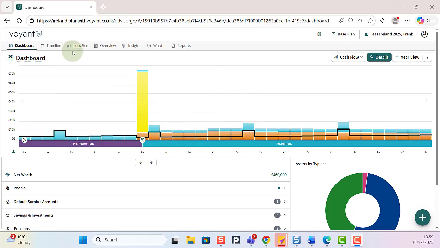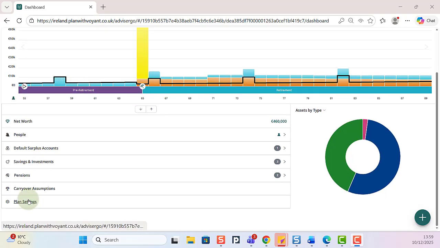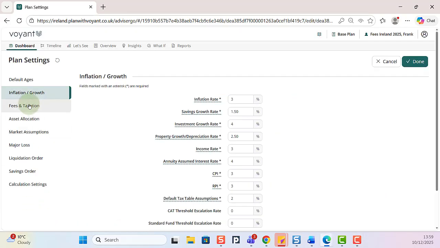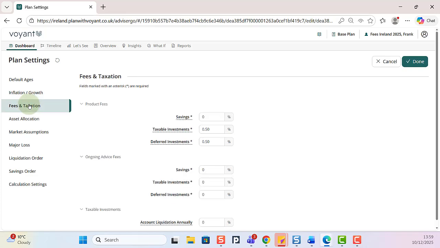So here we are in the dashboard, and I'm going to take you down to Plan Settings and a section called Fees and Taxation. The first group of fees we see here are the product fees. This is the same as, for those of you who have been with Voyant for a while, the old style fees. The existing fees you'll have modelled have been moved across and will show here. The product fees work as they did before and reduce the growth rates.